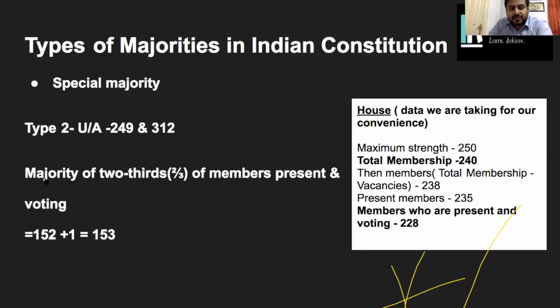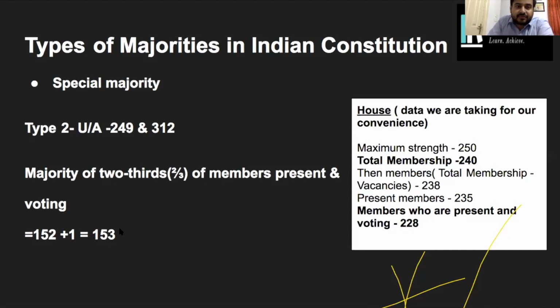This second type of majority means majority of the 2/3 of the members present and voting. It is not total membership, it is the members who are present and voting. So here it is 228, we have to take 2/3 of these members, which will come out to be 152, and plus 1, that will be 153. This is the special majority of second type.